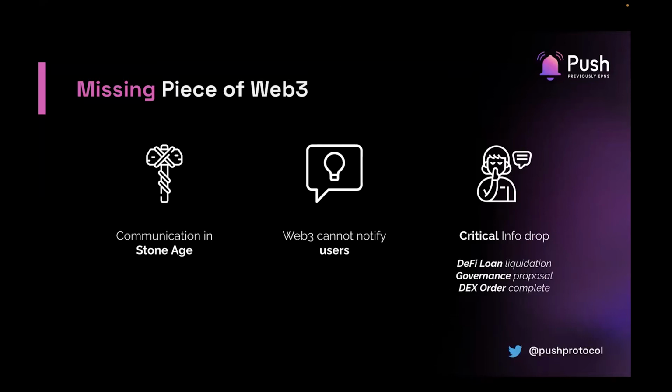So the solution that Push Protocol is building is, we started with notifications. So we send push notifications to addresses. And why addresses? Because addresses are your identity in Web3. The same way that in Web2 we have email, Telegram ID, phone number, in Web3 we have addresses.